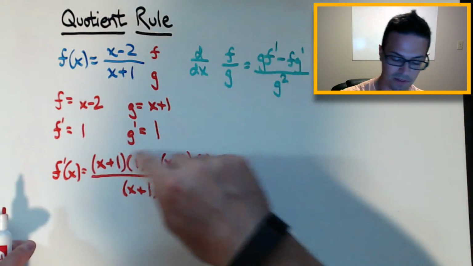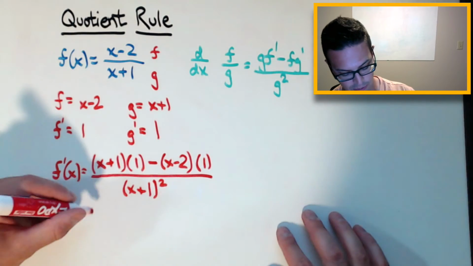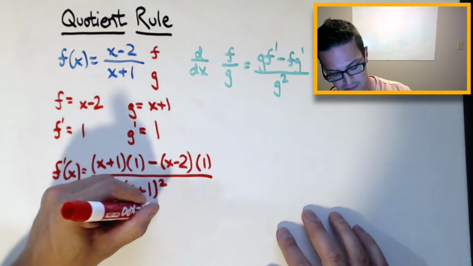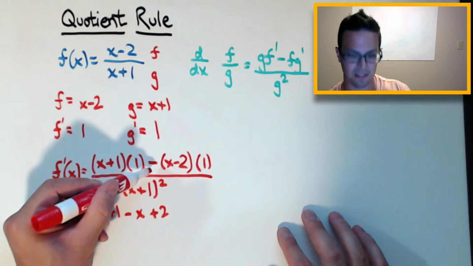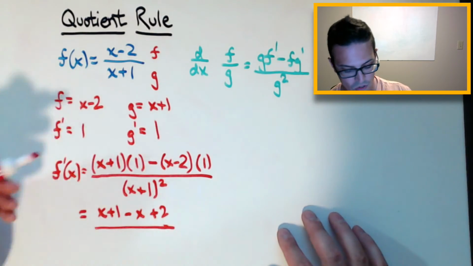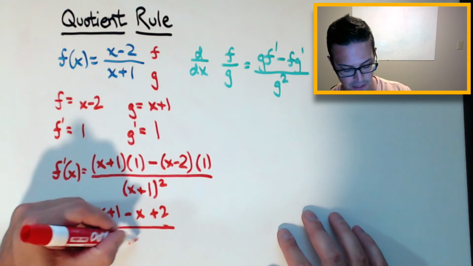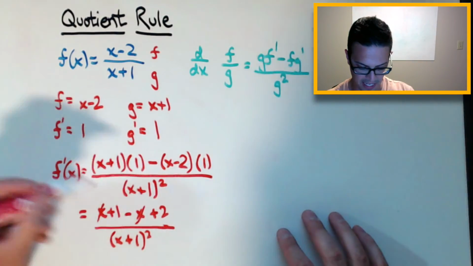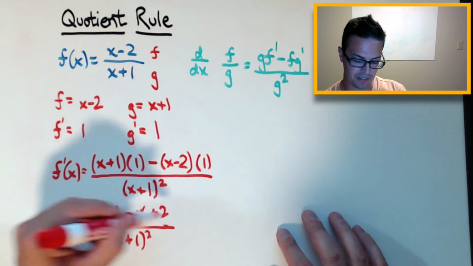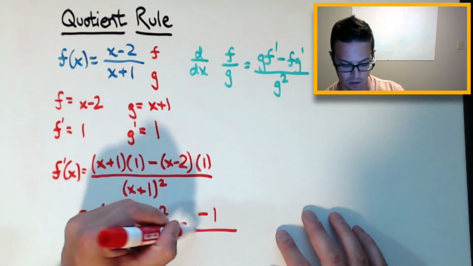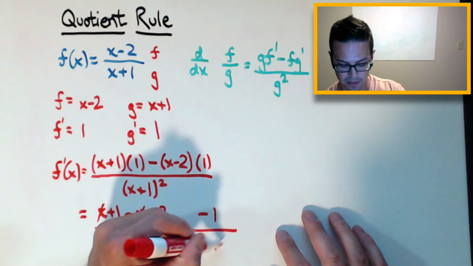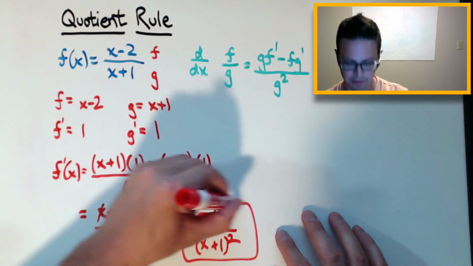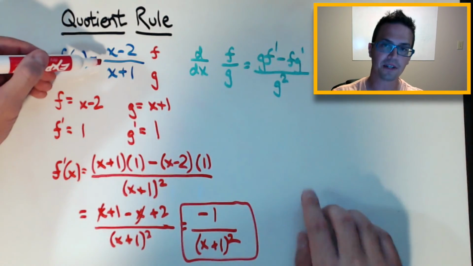Okay, obviously there's some simplifying that you can do up top, which is just all algebra. So you end up with x plus 1 minus x plus 2, because I had to distribute this minus and this minus here. All of this is divided by x plus 1 quantity squared. Okay, the x minus x is going to cancel, and then I have 1 minus 2, which is negative 1, so you're going to end up with negative 1 all over x plus 1 squared. Okay, and then I have my derivative of this function right up here using the quotient rule.